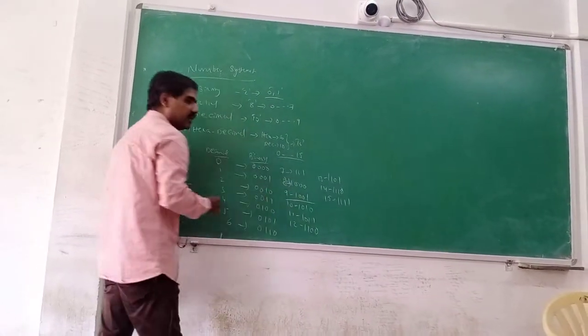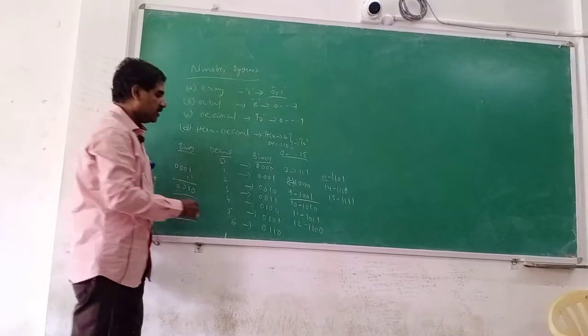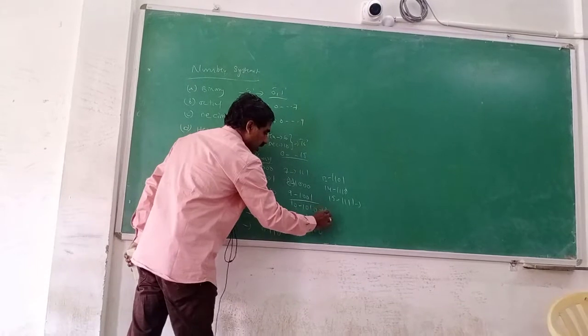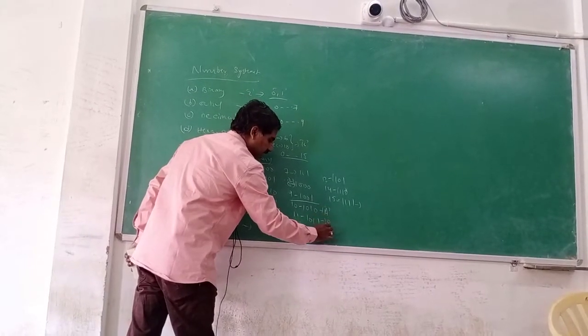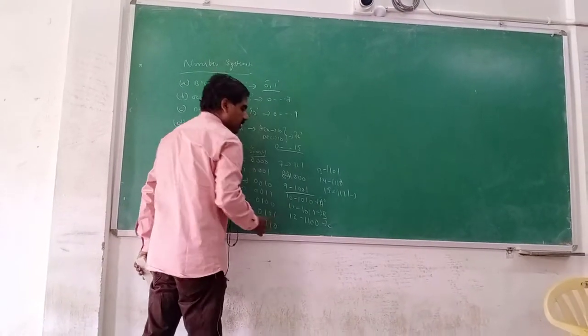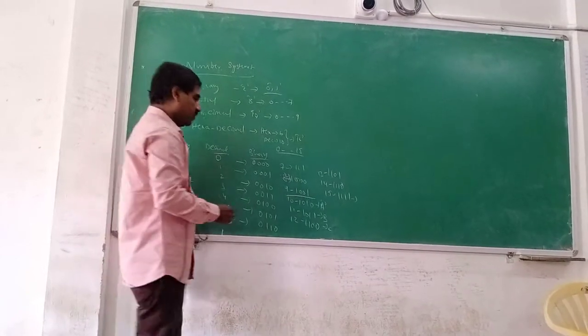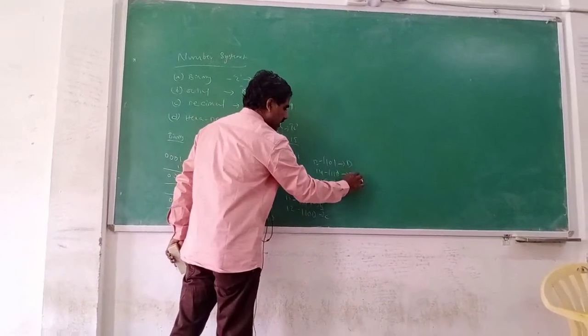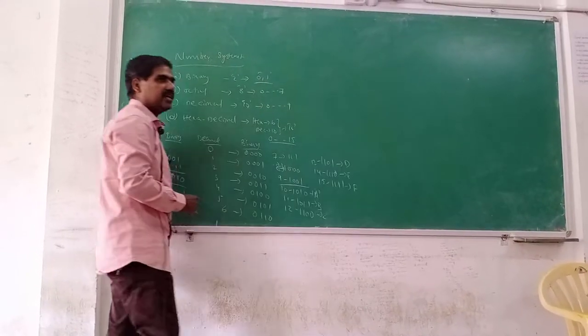From 0 to 9, they are called decimal numbers. From 10 to 15, they are called hexadecimal. 10 is represented as A, 11 as B, 12 as C, 13 as D, 14 as E, 15 as F.